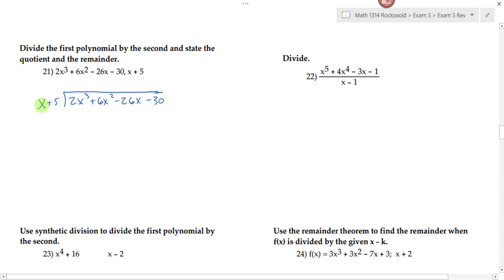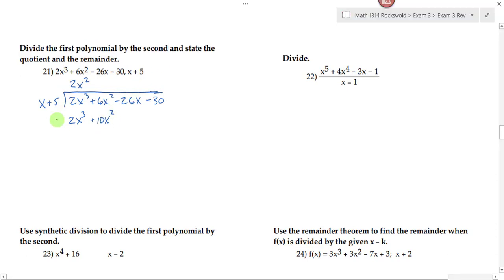When I do long division, I just look at the first term here divided by the first term here. So that would be 2x cubed divided by x, and when I divide 2x cubed by x, I get 2x squared. Now I need to distribute. 2x squared times x is 2x cubed, and 2x squared times 5 is 10x squared.